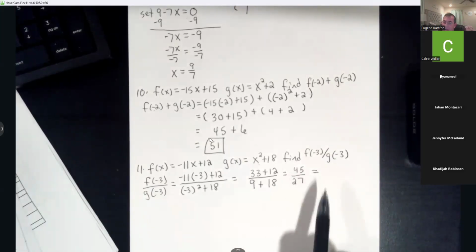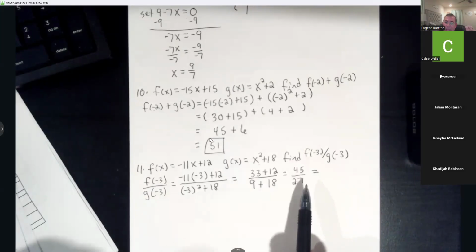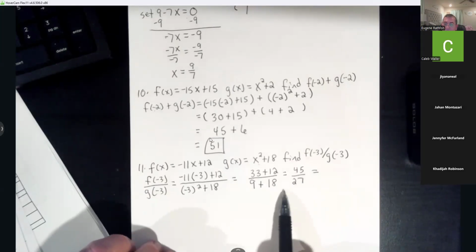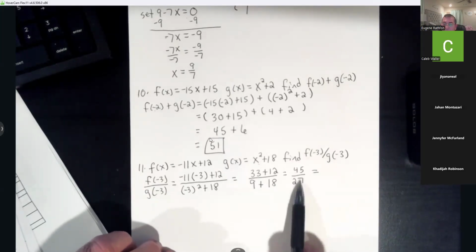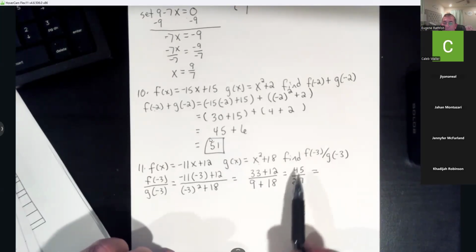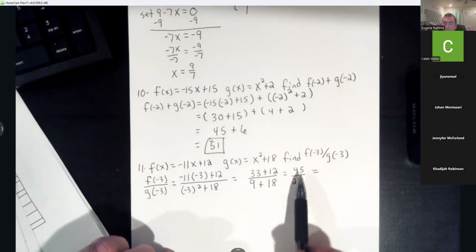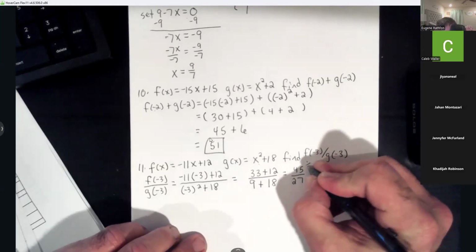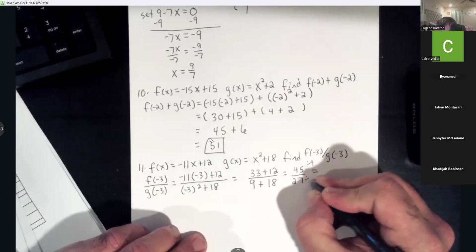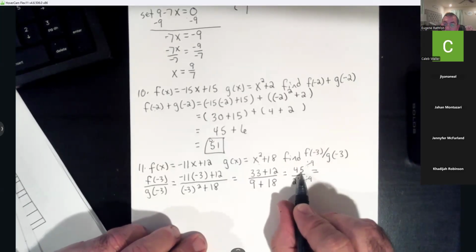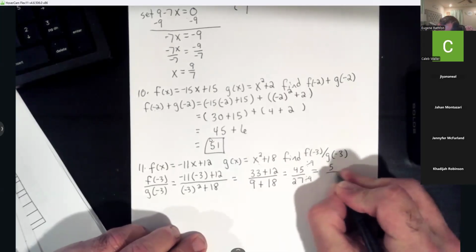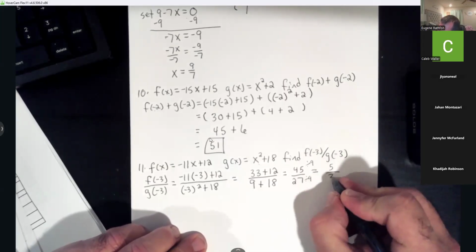So now I got to try to reduce this. And let's see. I know 3 will go into both of those. Oh, y'all, I can also divide both of these by 9. And I think 9 is the largest number they got in common. So I'm going to divide top and bottom by 9. So that this reduces to a 5 over 3.